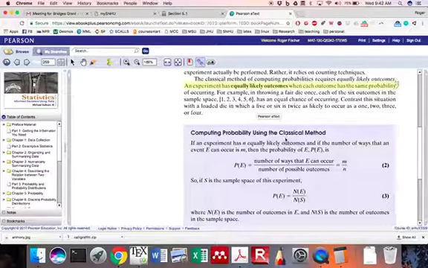So to use the classical method to compute probability, if you're talking about an experiment with equally likely outcomes, you count the number of ways the event can occur, divide by the number of possible outcomes, which we did earlier with the die. The probability of getting an even in the classical sense is 3 possible ways to get an even when rolling a single die, 6 total possible outcomes. So you divide the number of ways you can get an even, 3, by the total number of things that could happen, 6. And there you go.